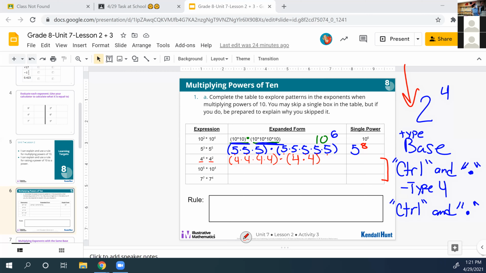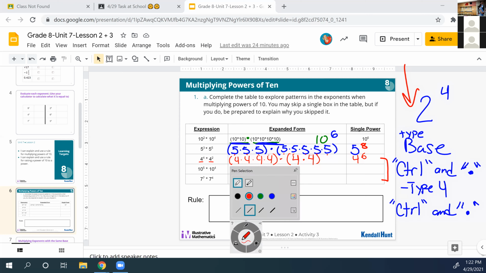So four to the fourth times four to the second is going to get me an exponent of four to the, what's my new exponent number going to be? What do we think? Four to the, I count how many times I write the four. One, two, three, four, five, six is my exponent number. Four to the sixth power. Do you guys see that? I didn't have many people put answers in the chat on that one, so I want to make sure that you're understanding what I'm doing here.